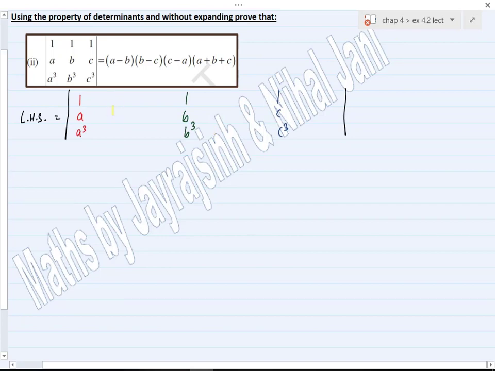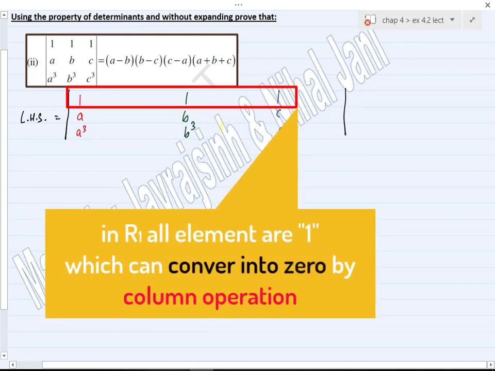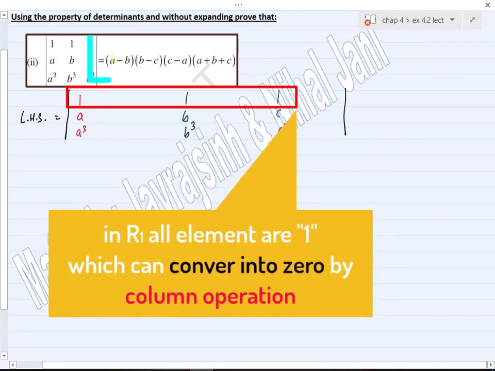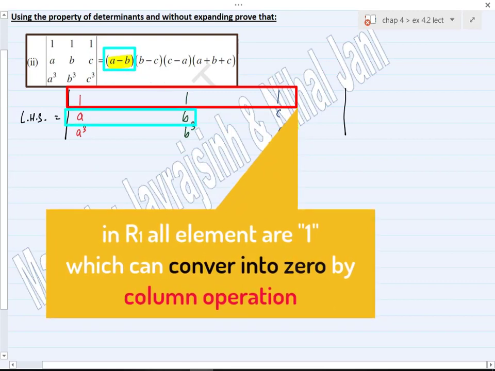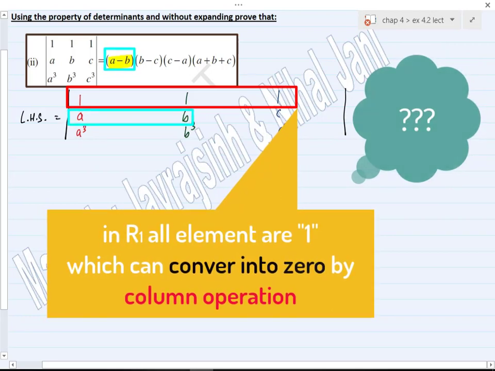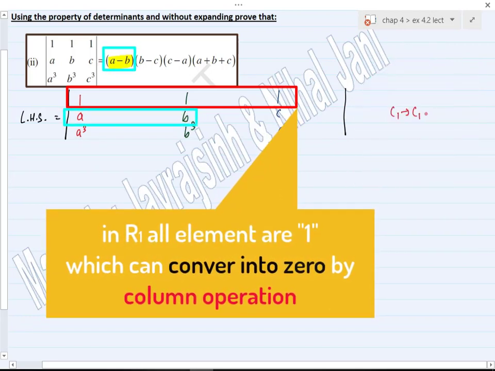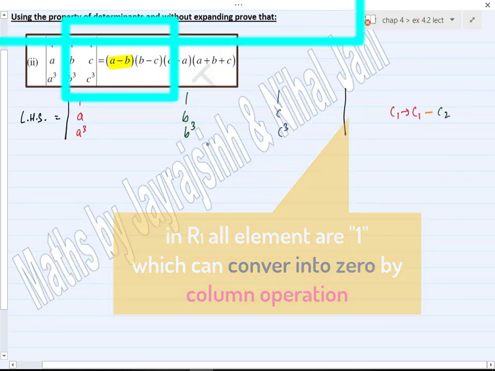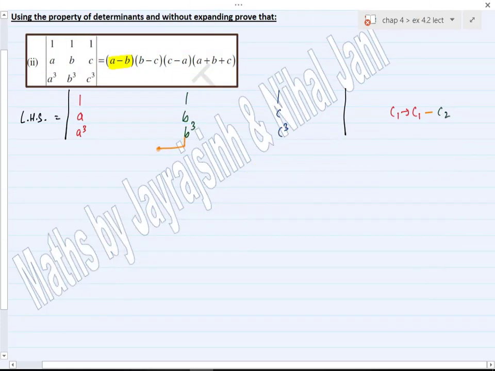You have to notice that we have 1 in the first row, which we can easily convert into 0 by column operation. And to get a minus b, the preferable column operation is c1 gives c1 minus c2. That means we have to multiply minus 1 with the second column and add into the first column. So here we'll get 1 minus 1, a minus 1, b minus 1 is a minus b, and b cube minus 1 is a minus b cube.